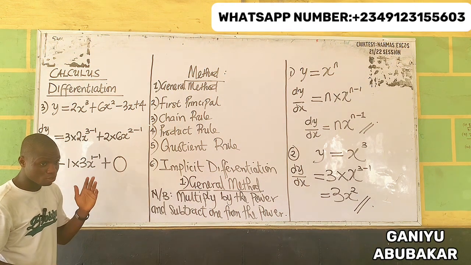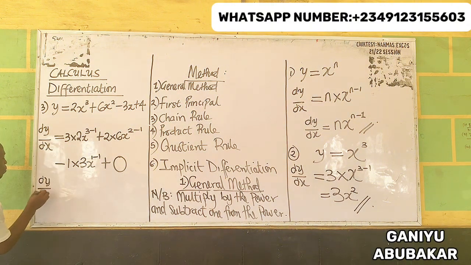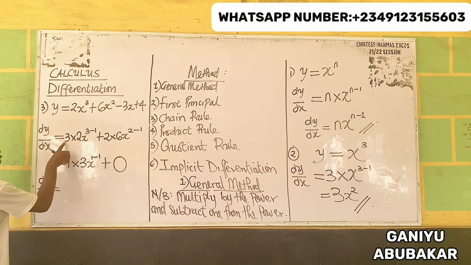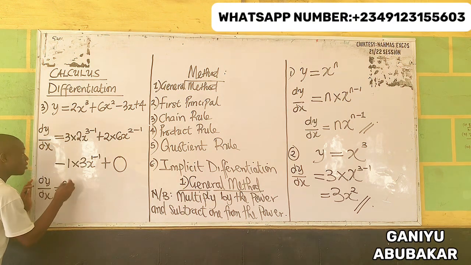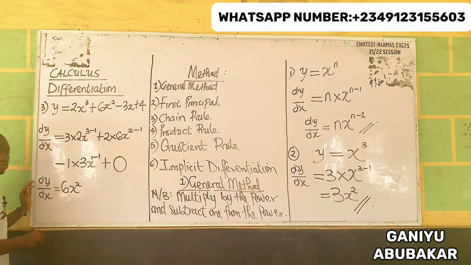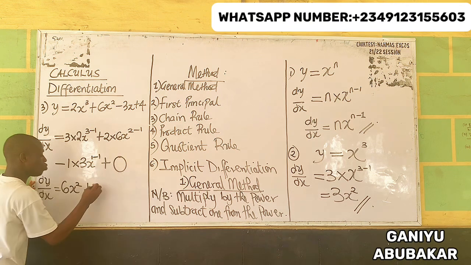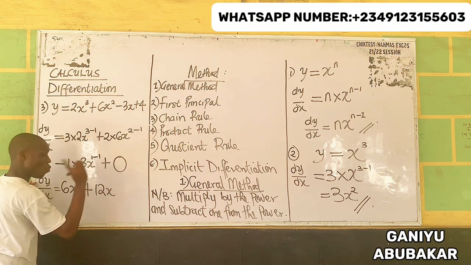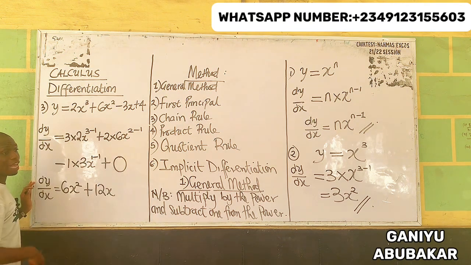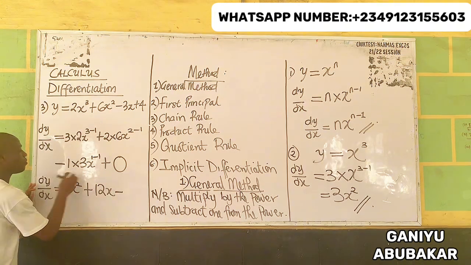Please. Are we good? Now from here, what I get here, I'll have that dy over dx is equal to 3 times 2 is what? 6. Then x to power what? 3 minus 1 is what? 2. Are we good? Plus 2 times this is 12 x to power what? 1. Right, I don't need to put 1 there because I expect that there's an invisible 1 there already. Next up, I have minus. What do I have here?